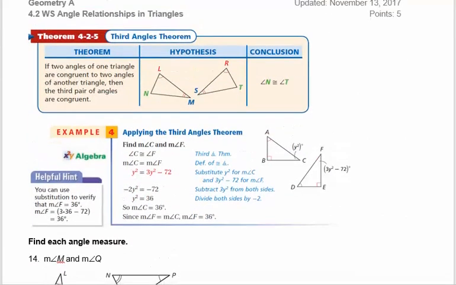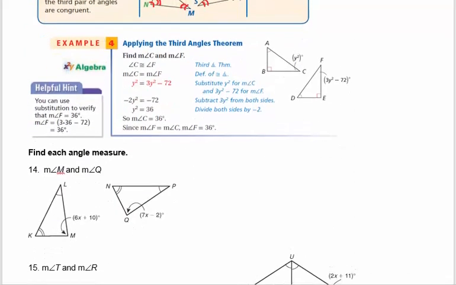And then the last section is the third angles theorem. This theorem tells us that if two angles of one triangle are congruent to two angles of another triangle, then the third pair of angles must be congruent as well. So we know they're congruent because angle L has one angle mark on it, and so does angle R. So we know those two angles are congruent. And angle M has two angle marks, and so does angle S. So we know they're congruent. So therefore, angle N would be congruent to angle T. And we will use that to solve some problems here with some algebra.